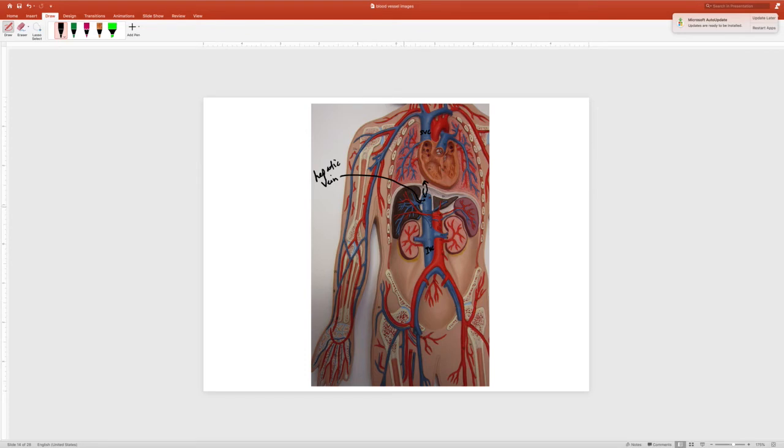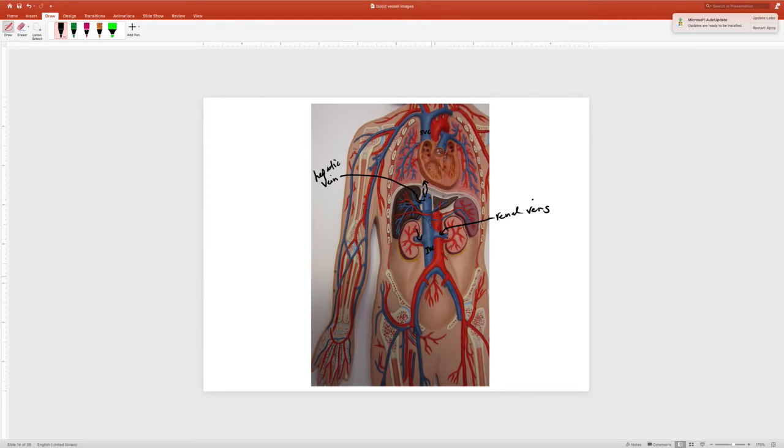So the hepatic portal vein we can't see on this model, neither can we see the suprarenal veins, but we can see the renal veins. So here are the renal veins. So these are just the veins that drain the kidneys. We can't see the gonadal or the lumbar veins on this model, so we'll come back to those.